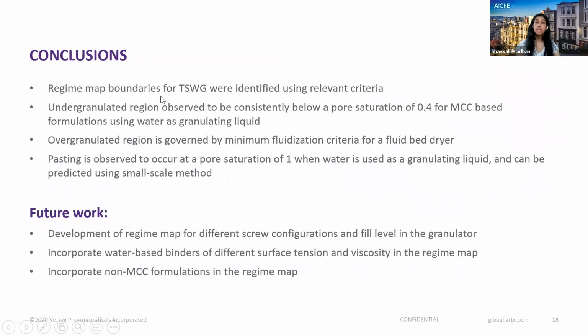So there we have it. We've defined regime map boundaries based on relevant criteria: for undergranulation, pore saturation of 0.4 or lower; overgranulation using minimum fluidization criteria; and pasting using a pore saturation of over 1. Of course, this regime map is a good beginning, but it needs a lot more work.